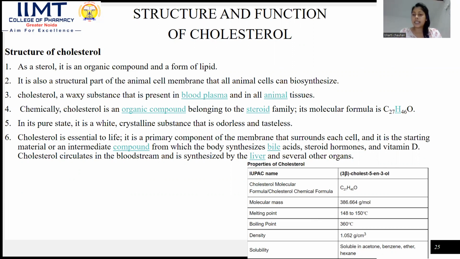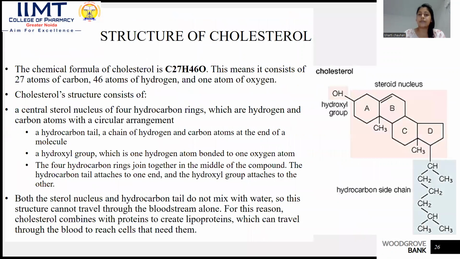Solubility: it is soluble in acetone, benzene, ether, and hexane. Okay, so cholesterol, if we talk about the importance, is essential to life. It is a primary component of the membrane that surrounds each cell and is the starting material, or an intermediate compound, from which the body synthesizes bile acids, steroid hormones, and vitamin D. So this is a precursor for the formation of steroid hormones also. Cholesterol circulates in the bloodstream and is synthesized by the liver and several other organs.